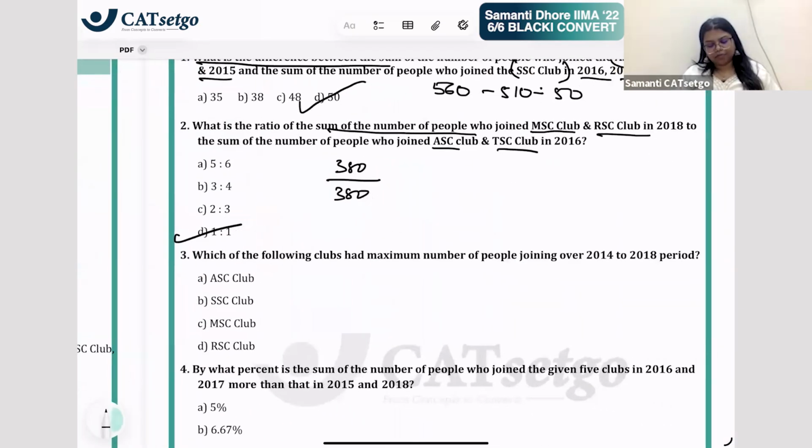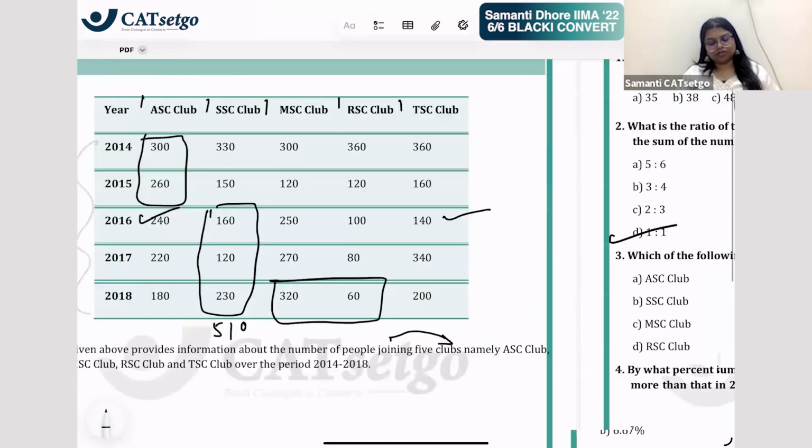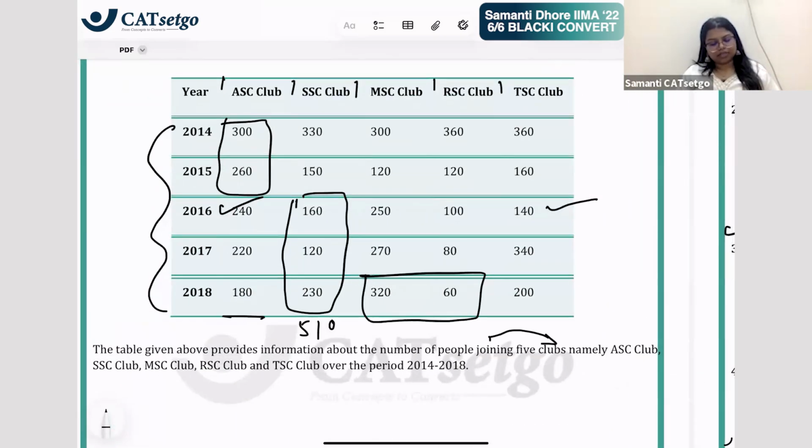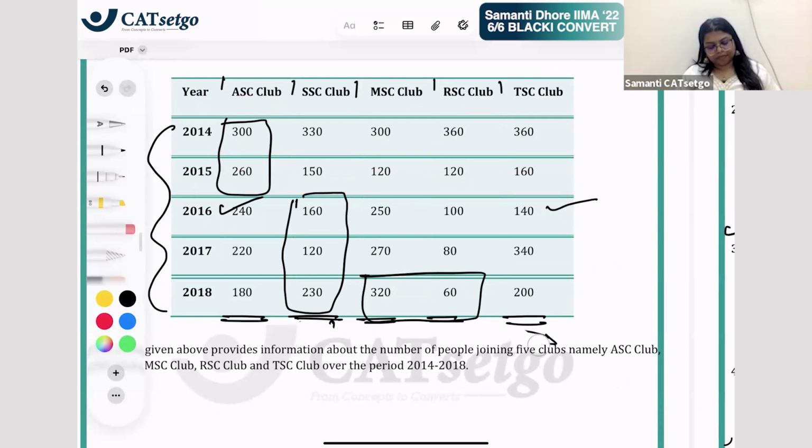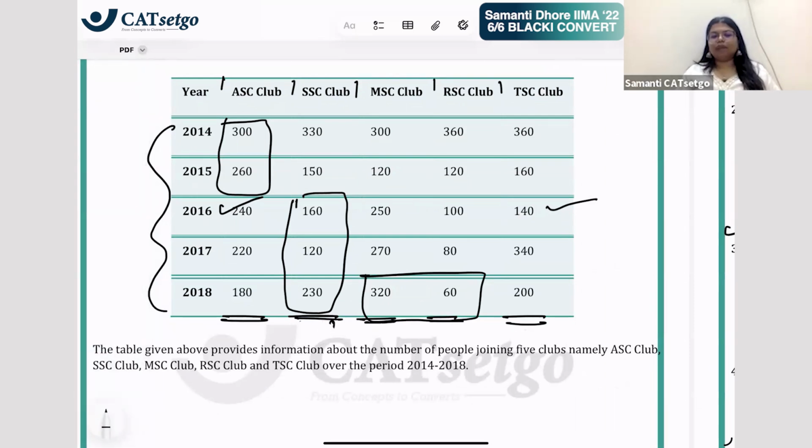Which of the following clubs had maximum number of people joining over 2014 to 2018 period? Which club had the maximum number of people who joined across these 4-5 years? So basically, you're expected to get a total here of all the clubs, है ना? And then find out which one was maximum. You can be very strategic about it also. Just compare two, because you have to find which is the highest, right? So just compare the two.